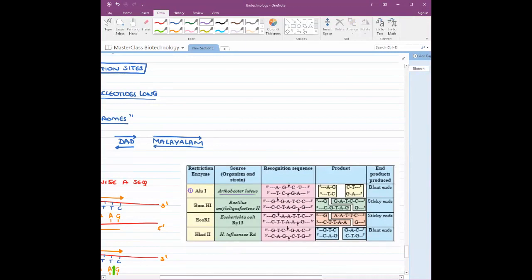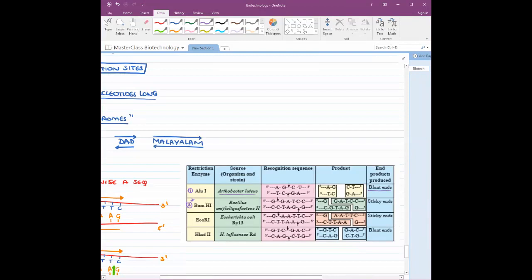So where is it going to cut? Right in the center. In the recognition sequence, we have these arrows, so you get one blunt cut and another blunt cut. The second one is BamHI. Very important, guys, keep this in mind.